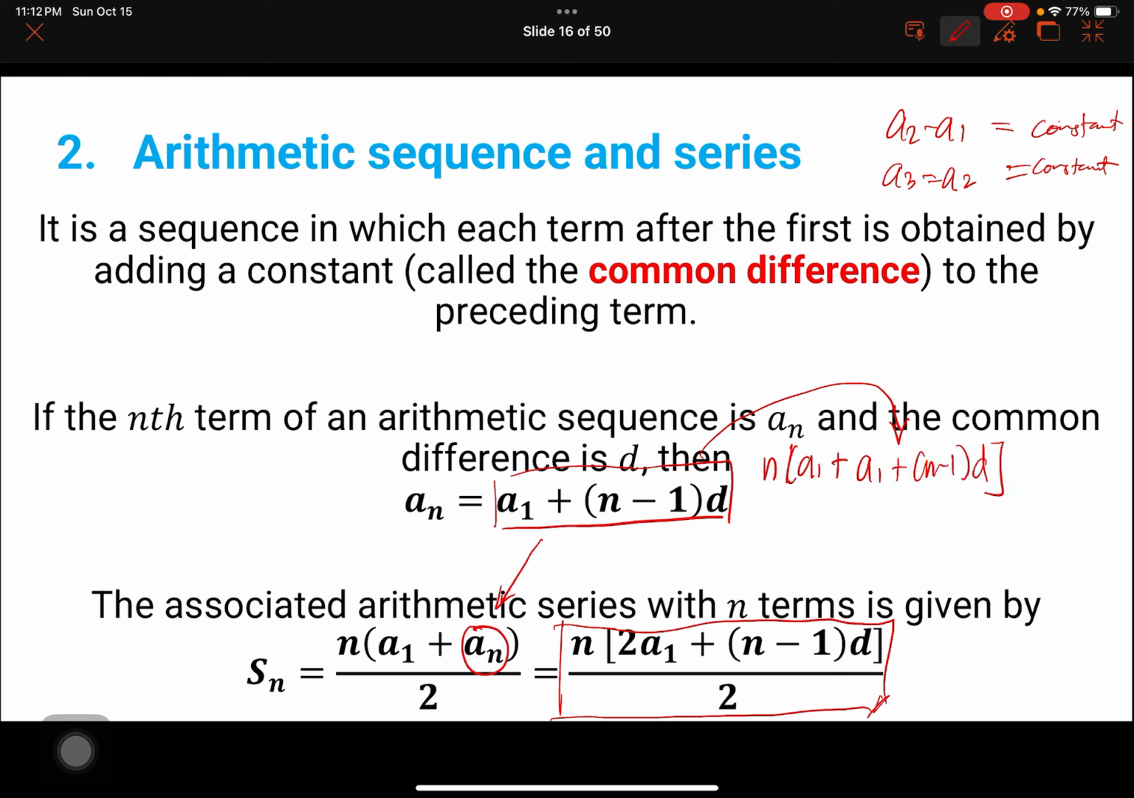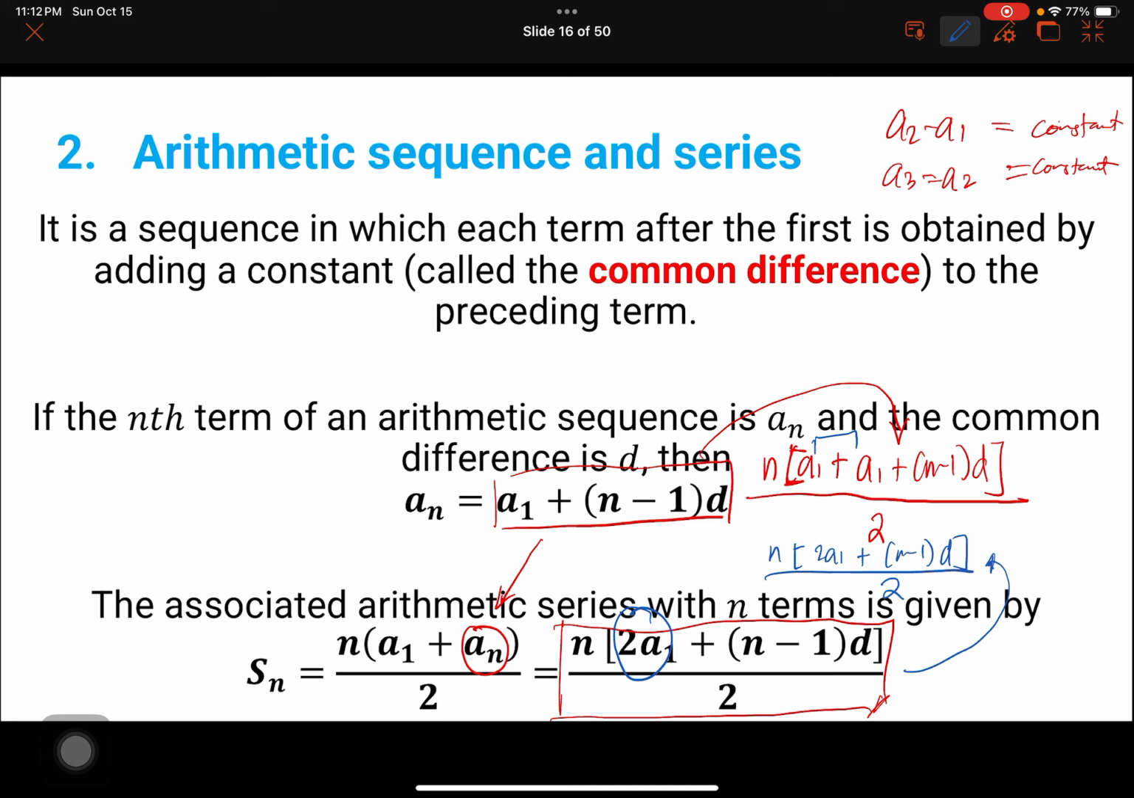So, ito yung gamit na tayo ng bracket rather, divided by 2. Kung mapapansin nyo po, mapag-a-add natin si a sub 1 plus a sub 1. Kaya nagkaroon tayo ng 2 a sub 1 dito. So, magiging S sub n is equal to n times the quantity 2 a sub 1 plus n minus 1 times d, divided by 2. So, ayan po yung derivation niya. Okay?